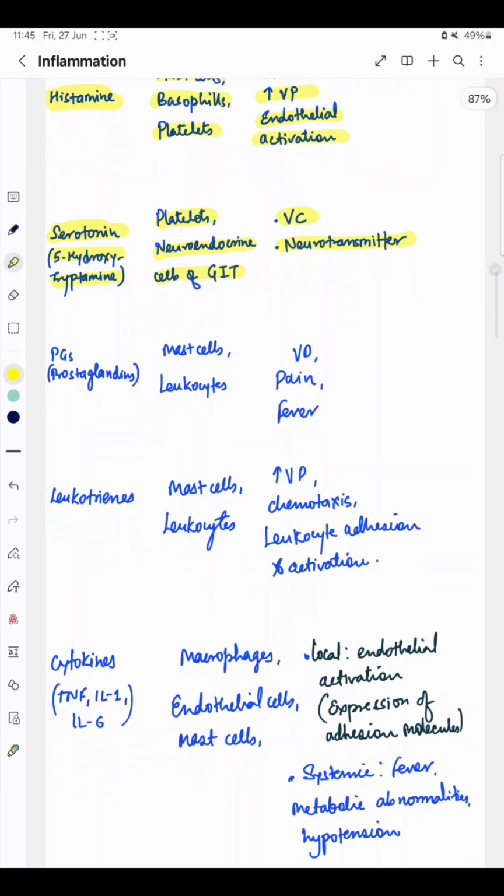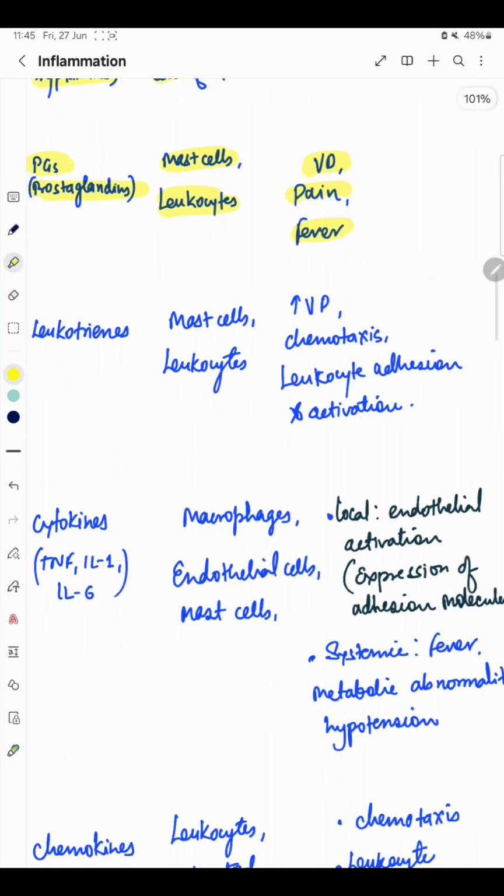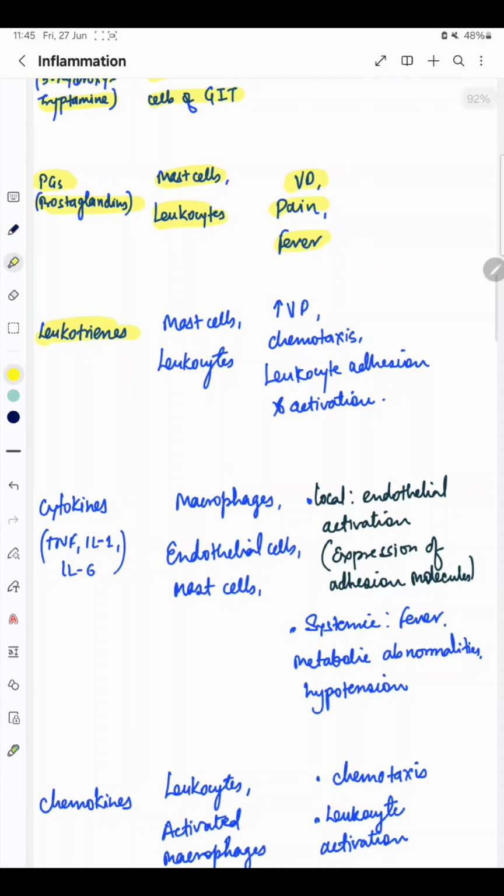Another class of inflammatory mediators are prostaglandins. Source of production is mast cells and leukocytes. They act as vasodilators and play an important role in pain and fever. Leukotrienes, produced by mast cells and leukocytes, increase vascular permeability and play an important role in chemotaxis, leukocyte adhesion and activation.